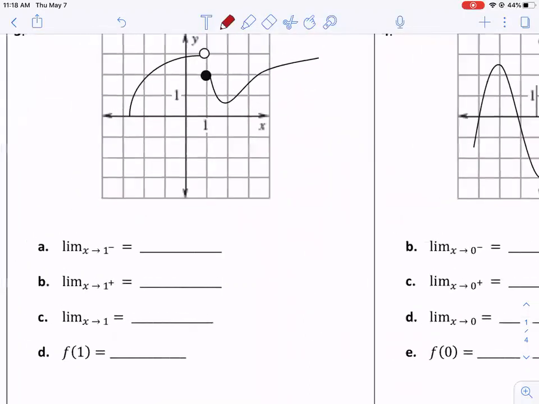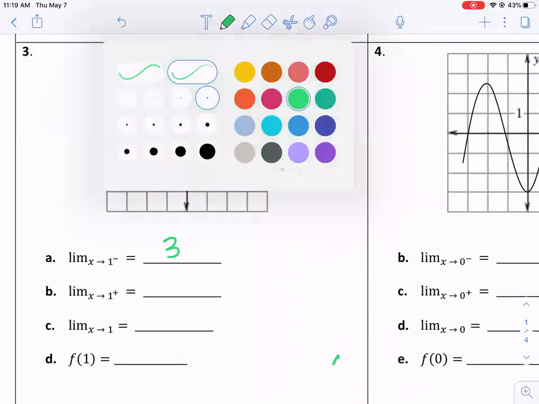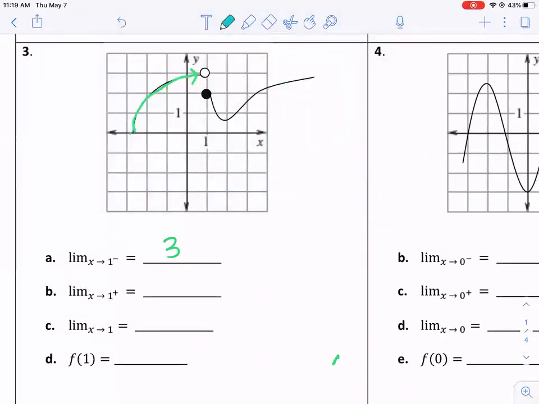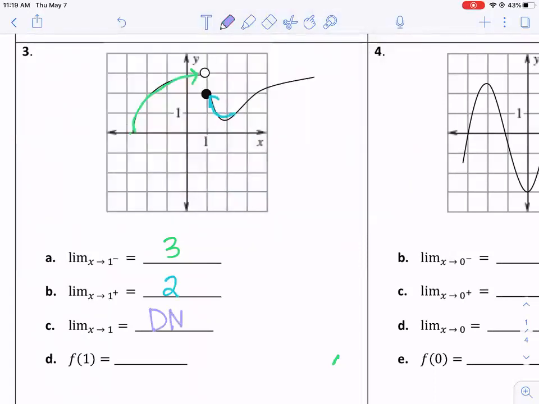And that's just the point on the graph. All right, next up, the limit as x approaches 1 from the left side. That is coming from there. So I'm at 1, 2, 3. The limit as x approaches 1 from the right, we are coming up from this way, and I'm at 2. So they don't match. So that means your limit does not exist, and f of 1 is 2.